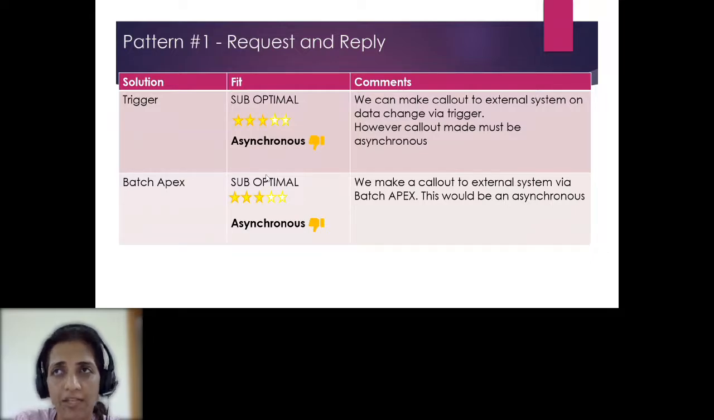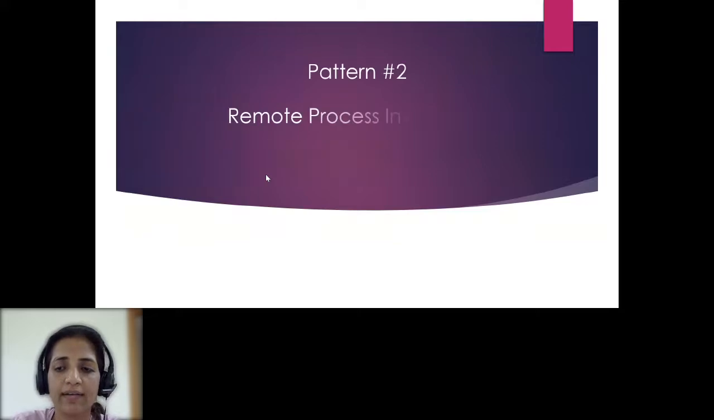The next is batch Apex. However, the batch could be scheduled, but the callout from the batch is synchronous. That is, you get one response and you process it. Again, this is suboptimal because it's partly asynchronous. You're doing that in a batch way, and it will not be the right way, or probably the suboptimal way, to approach this.